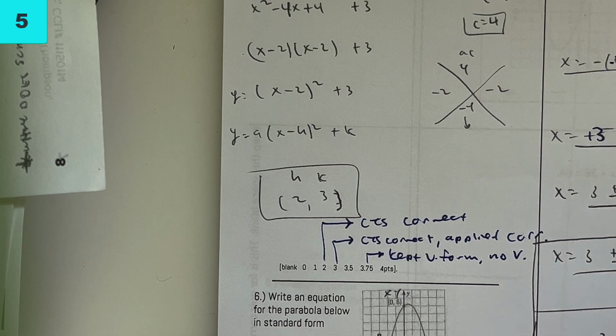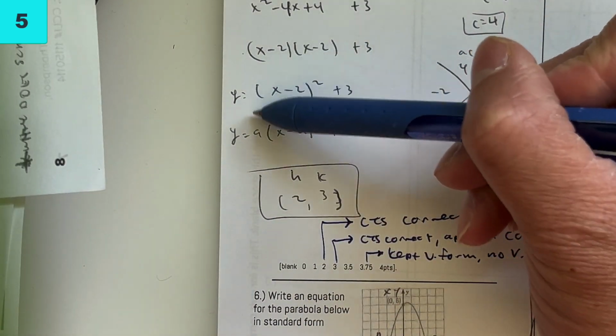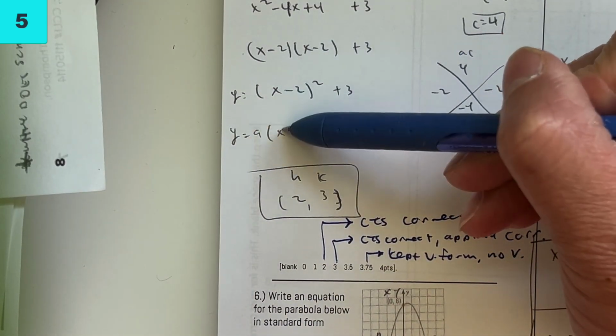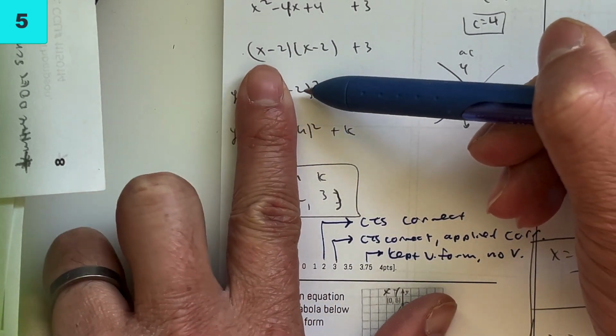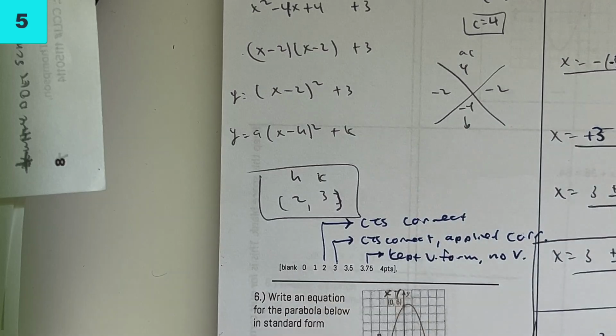Once you have it in vertex form, write the form above and below it. Your A is 1, then your subtraction sign is there, so H is 2, and your K is 3, so the vertex is (2, 3).